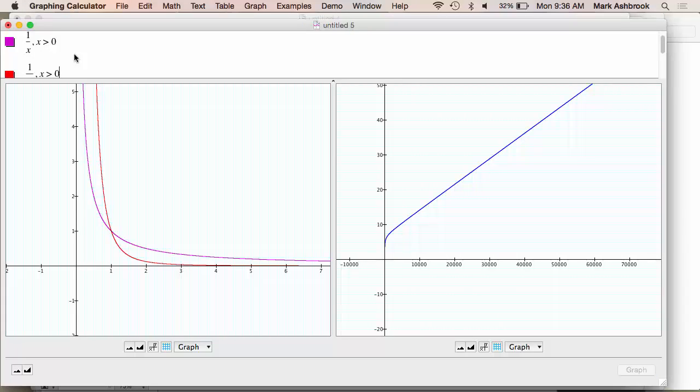So the red one is 1 over x cubed. The purple one is 1 over x. Why doesn't, if your rate of change function is 1 over x, what could be the reason that we're not getting a finite amount of the quantity at infinity, even though 1 over x gets really, really small? What could be the reason that it doesn't level off?